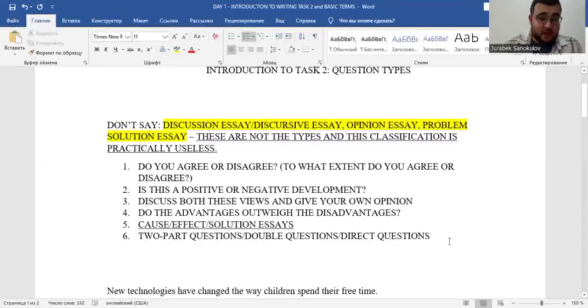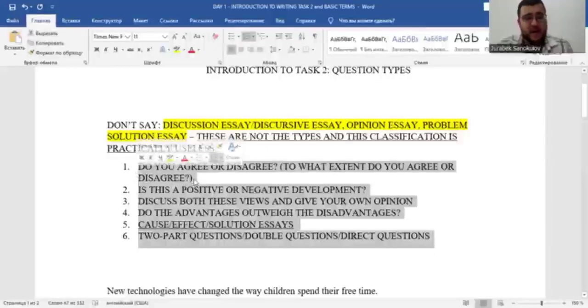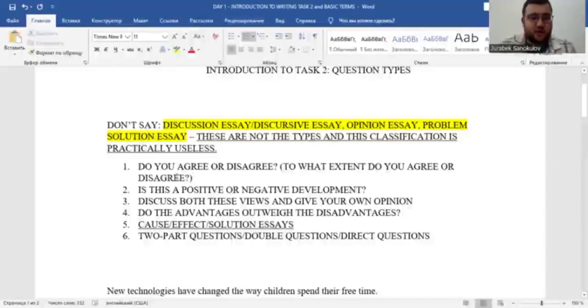So these are the types, because together with you guys, we're going to learn how to respond to do you agree, disagree essays, and we're going to learn how to answer this question, is this a positive or negative development essay? And then we're going to learn discuss both these views and give your own opinion essay. So we're going to learn these.